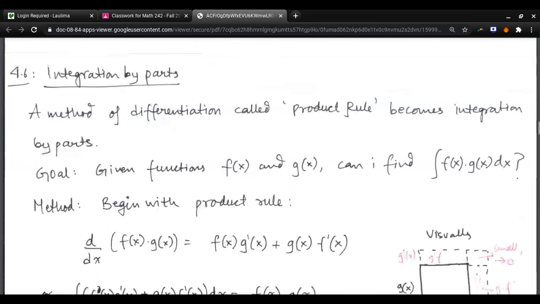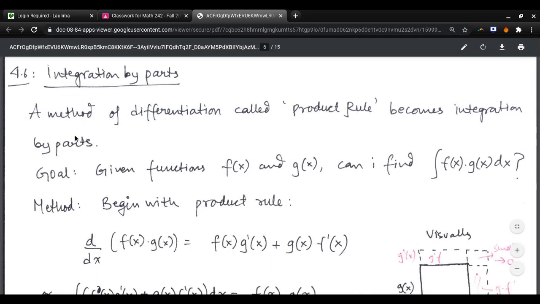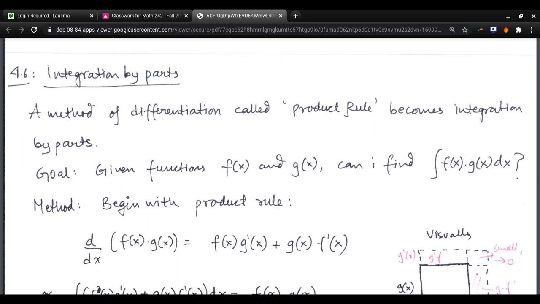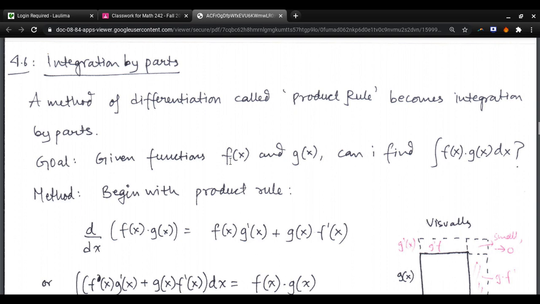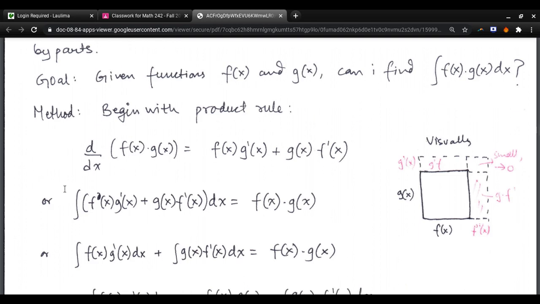The focus of this week is going to be this method called integration by parts. Since integration is the reverse of differentiation, we're going to see similarities between the rules. There was a method of differentiation where we used the product rule, and the inverse of that is integration by parts. So here's the goal: given functions f(x) and g(x), can I find the antiderivative of f(x) times g(x)? We begin with the product rule. The derivative of fg is fg prime plus gf prime.